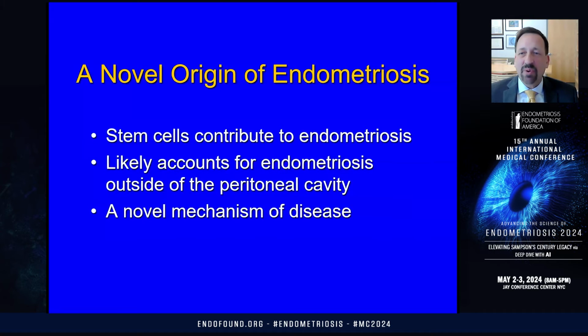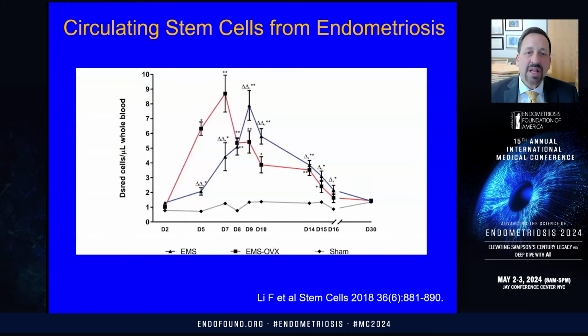So this is a novel origin for endometriosis. Stem cells contribute to endometriosis. They likely account for endometriosis outside of the peritoneal cavity, and truly a novel mechanism, not just endometriosis, but any disease. And I imagine we'll find some other diseases are due to stem cell inappropriate ectopic differentiation. But not only that, these stem cells from the endometriosis that go there, some of them remain as stem cells. They're altered, and then they can come back into the circulation.